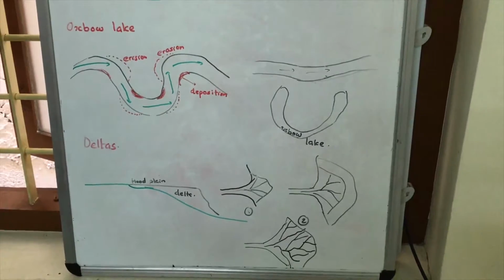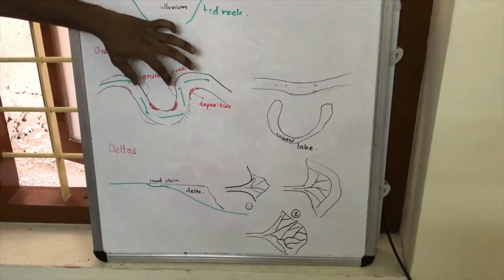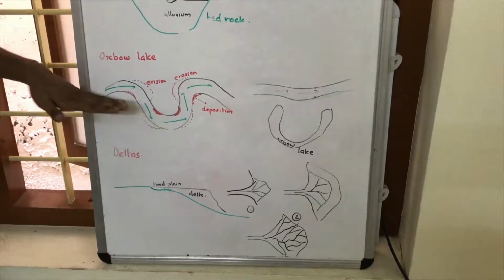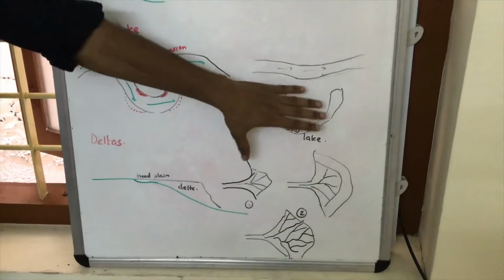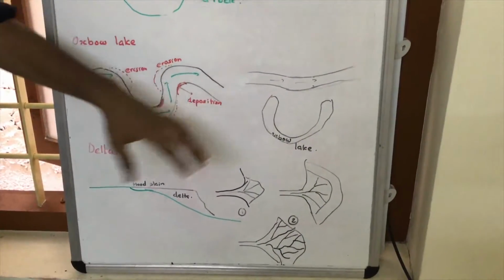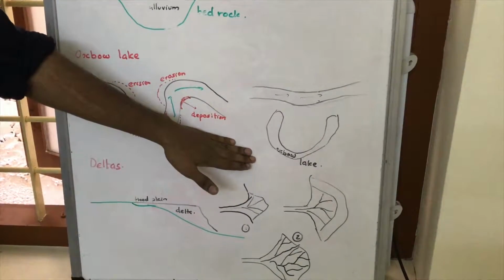Oxbow Lake is because of the erosion in this meander. So these two junctions, these two parts will be joined, and because of that, now the river takes a straight direction, and this part will be separated out to give a U-shaped structure, and we can call that Oxbow Lake. Sometimes we call it a lake.